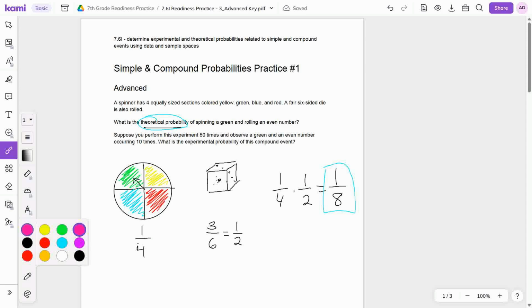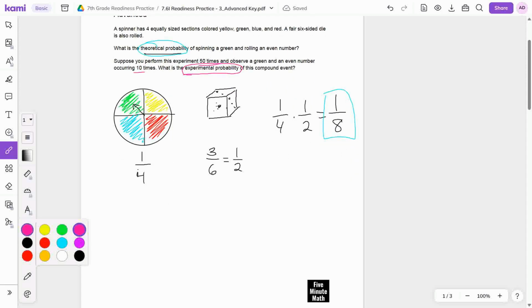We're going to do it 50 times and it happens 10 times. What is the experimental probability? Well, that's going to be slightly different. This first one up here is theoretical. That's what should happen. That's how I like to define theoretical: what should happen based on the probabilities. The experimental is what actually happened. Life doesn't always work out the way that it should.